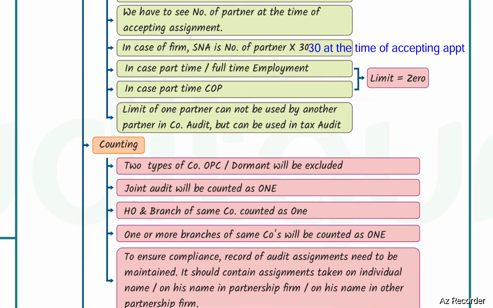The limit of one partner cannot be used by another partner in company audit, but it can be used in tax audit. For tax audit, the limit of one partner can be used by another partner. For company audit, the limit of one partner cannot be used by another partner.